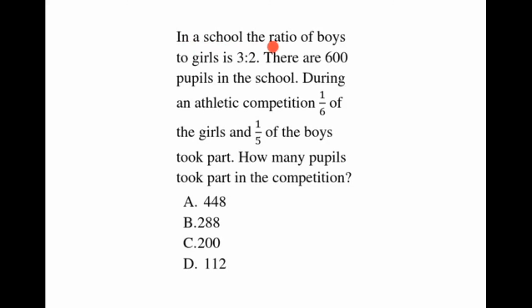In a school, the ratio of boys to girls is 3:2. There are 600 pupils in the school. During an athletic competition, a sixth of the girls and a fifth of the boys took part. How many pupils took part in the competition? Solution.